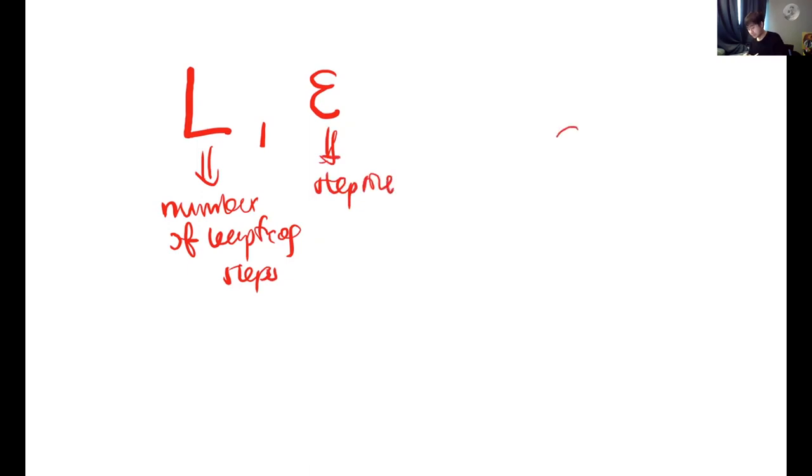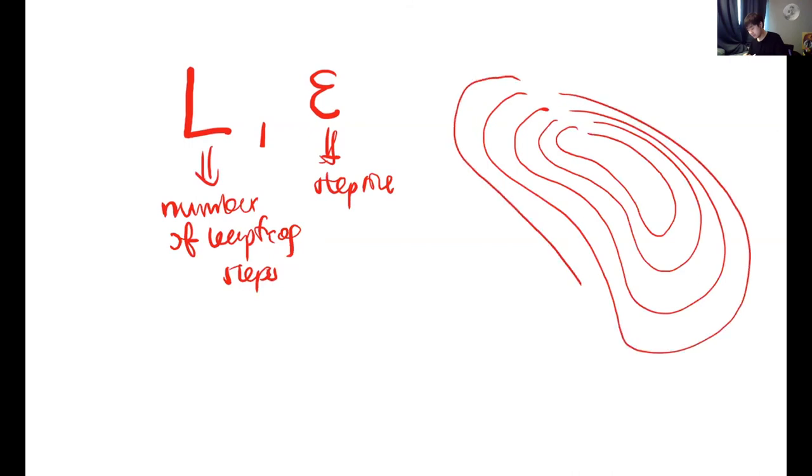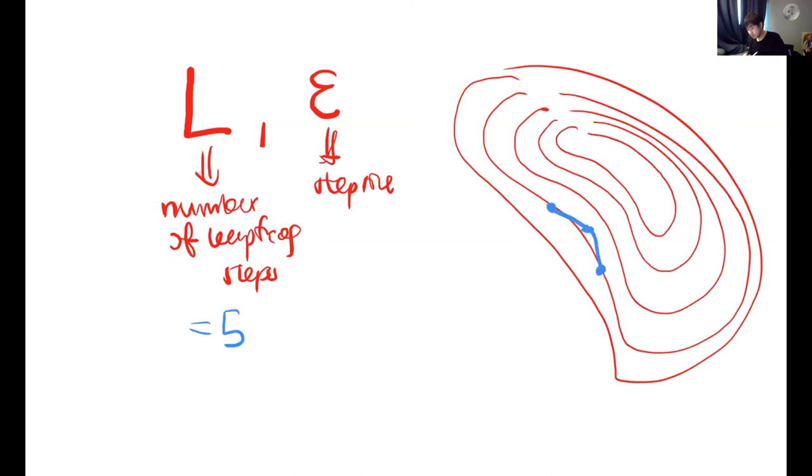So in, let's say, some distribution that looks like this, for example, the integrator might look like this. If you pick, let's say, L equals 5, I might go 1, 2, 3, 4, 5, and then this will be my new sample, right? And then if I have an epsilon that is very big, right, then I'll be 1, 2, 3, 4, 5. So step size is still important, right? And this is the number of steps, okay?